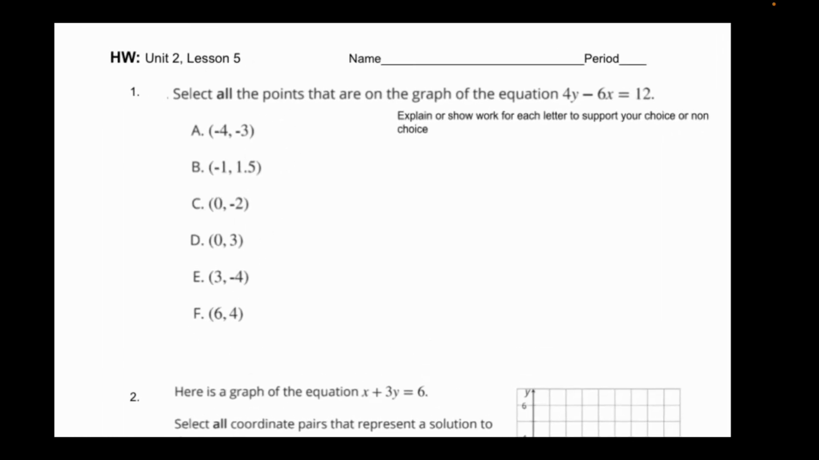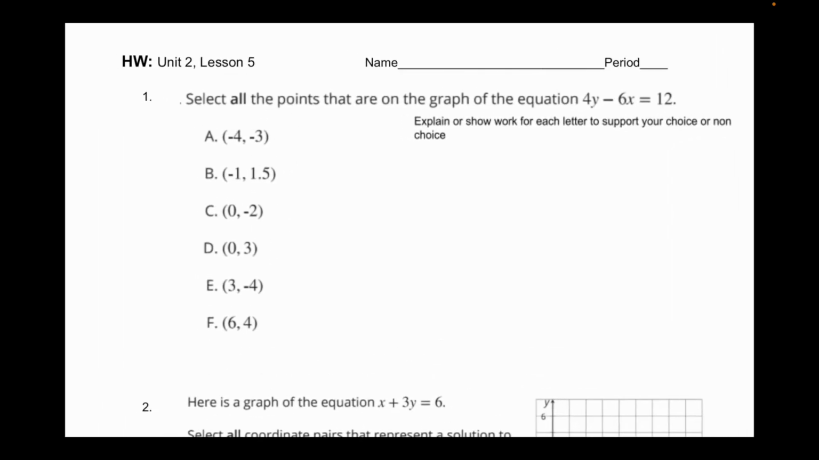Hey everyone, in today's video we are looking at the Unit 2 Lesson 5 practice problems for Illustrative Math Algebra 1. So let's start with the first one here. We are going to select all the points that are on the graph of the equation 4y minus 6x equals 12. Now there are a couple ways we can do this, but we're going to explain or show work for each letter to support our choice.